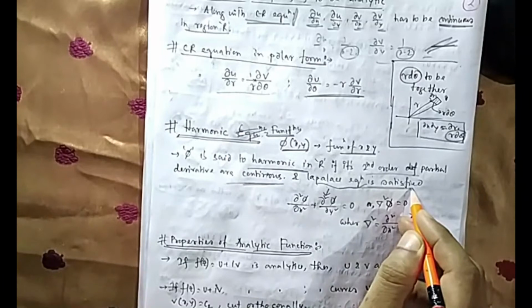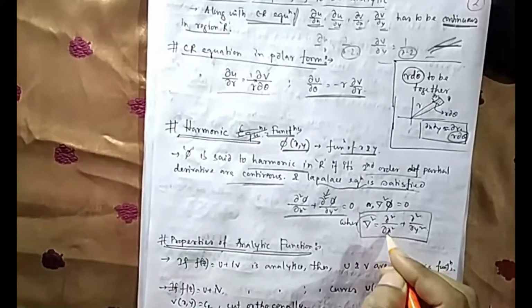That's it. Now what is harmonic function? A function phi, which is a function of x and y, is harmonic if its second order partial derivatives are continuous and it satisfies the Laplace equation. This is known as the Laplacian operator, nabla square. You remember nabla in vector calculus, del by del x i, del by del y j. So here nabla square, known as the Laplacian operator, is equal to del square by del x square plus del square by del y square. If you operate it on phi and it is equal to 0, then it is known as a harmonic function.